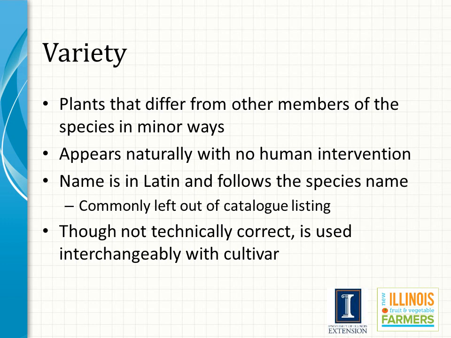Let's start with some terminology. Variety is a term that today is used interchangeably with cultivar, but is not technically correct. Plant varieties are changes or differences in a plant species that occur in nature through cross-pollination, mutation, and adaptation, not controlled breeding by humans.